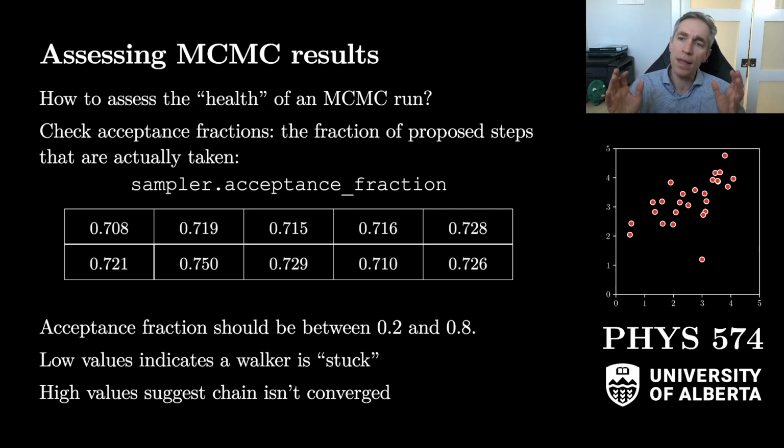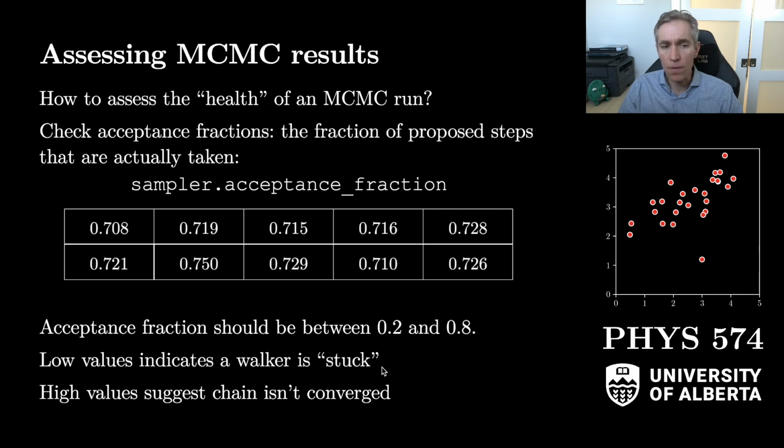Now, anywhere within that range is largely acceptable, and it depends on the dimensionality of your problem. So we can see for this particular run, which is only a two-dimensional problem, the acceptance fraction for these 10 walkers, you just call, it's a property of the sampler once you're done. You say, what's the acceptance fraction? And for these 10 walkers, we got a constant about 0.7, 0.72 as our acceptance fraction. That's very reasonable for a two-dimensional problem. We feel like we've done a pretty good job.